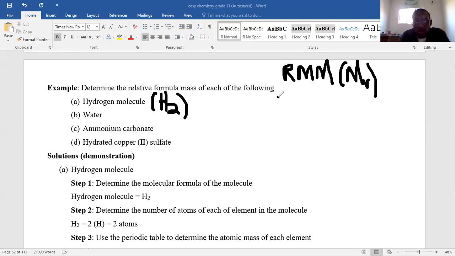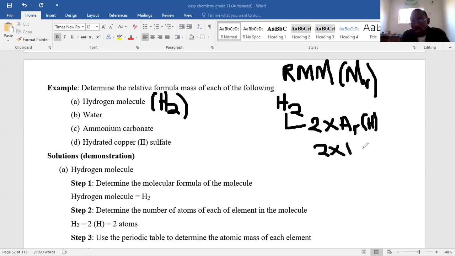So what does that mean? H subscript 2 means that you have 2, but this time we are multiplying this 2 by the mass number of hydrogen. So when you go on the periodic table, you find that the mass number of hydrogen is 1. So this is as good as 2 times 1, which is equal to 2. Remember, we don't put units, so that is the relative molecular mass of hydrogen. I hope that is clear.